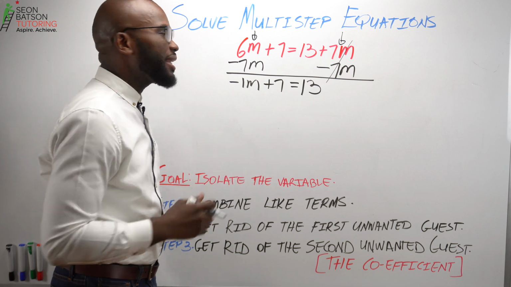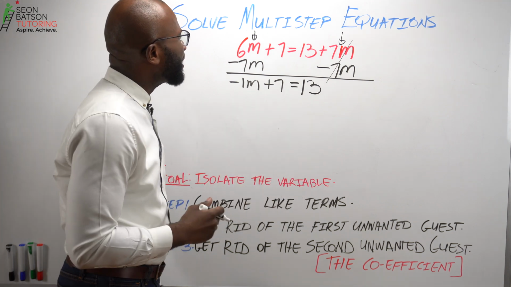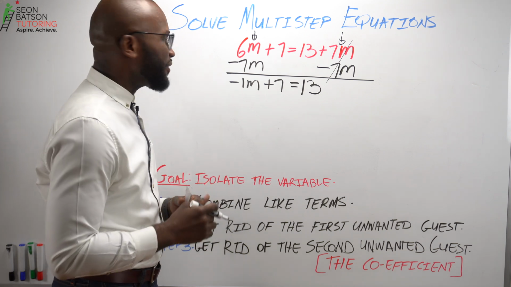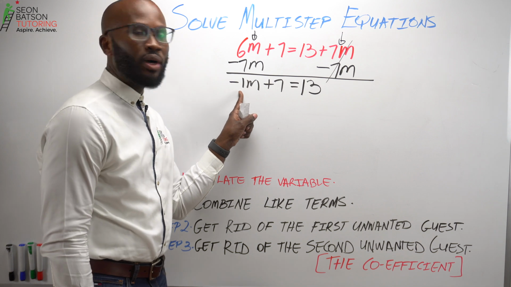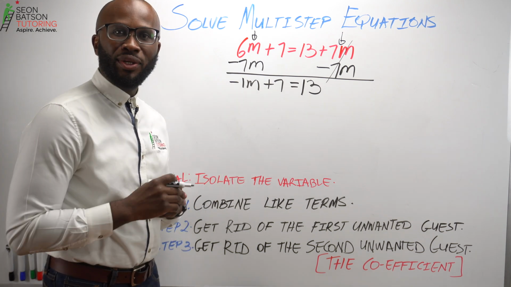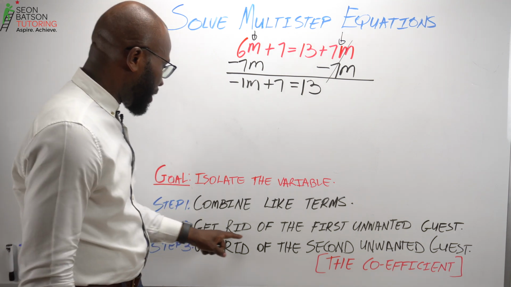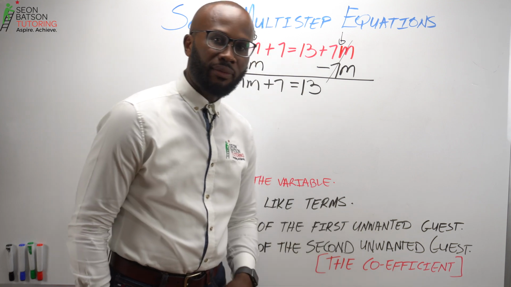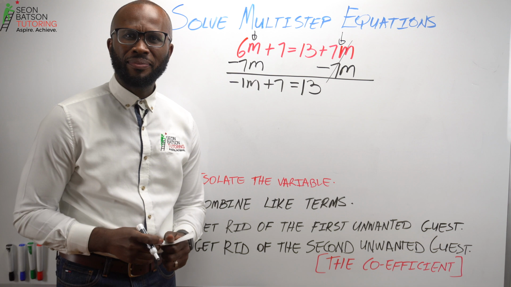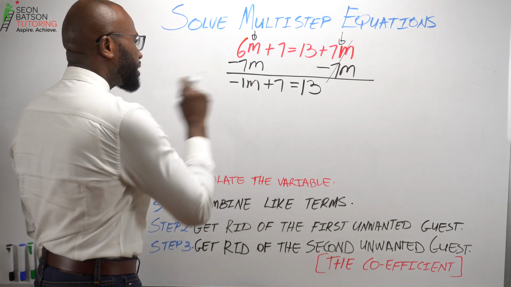So after combining our like terms, or after combining the terms that have m, what are we left with? We are left with negative 1m plus 7 is equal to 13. So far, so good? Perfect. Now, step 2. We have to get rid of the first unwanted guest. Now, I know you were asking, unwanted guest, what are you talking about, Sion? Well, remember, what is our ultimate goal for this example?